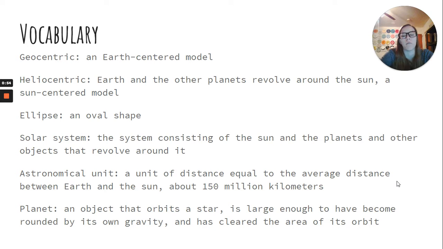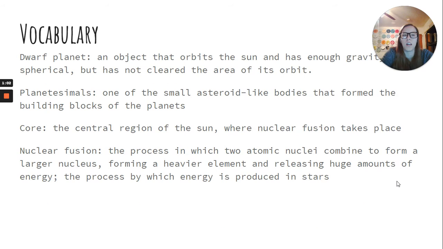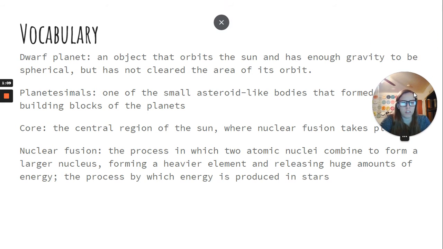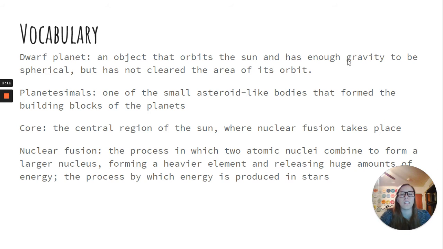A planet is an object that orbits a star. It's large enough to have become rounded by its own gravity and has cleared the area of its orbit. A dwarf planet is an object that orbits the sun and has enough gravity to be spherical, but has not cleared the area of its orbit. Planetesimals are one of the small asteroid-like bodies that forms the building blocks of the planets.